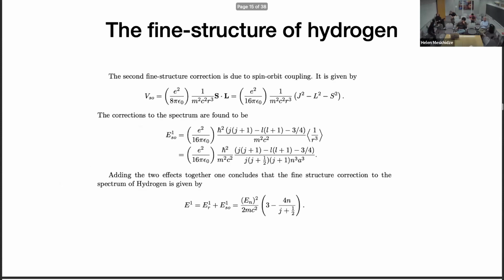This is one type of correction, and we have another type of famous correction, which is due to spin orbit coupling in the Hamiltonian. The details are not important to you. I just want to review this concept, mostly for the sake of Alfredo's talk next week.